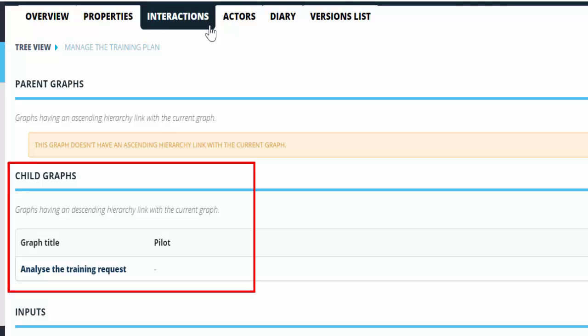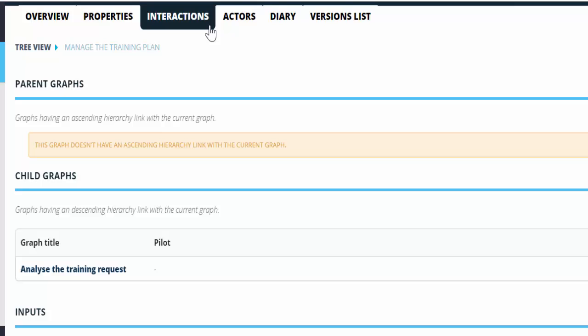Child graphs have a descending hierarchy link with the current graph. In other words, they are of an inferior or equal level. We can read that in our example, there is a link to a child graph named Analyze the Training Request.